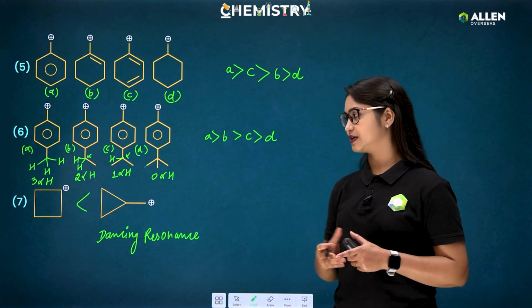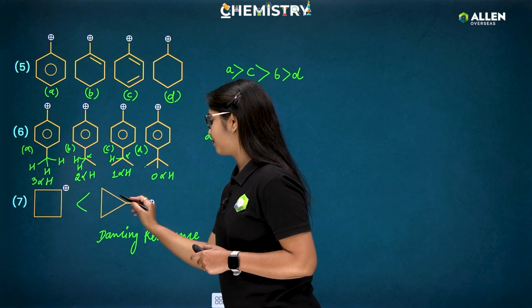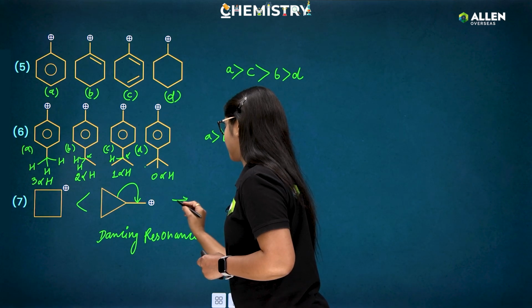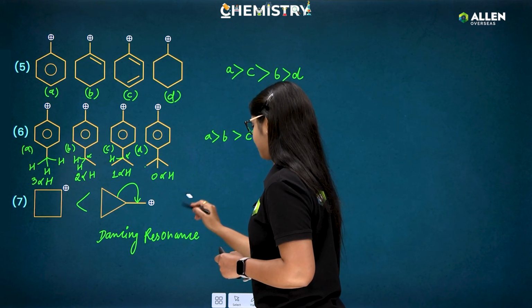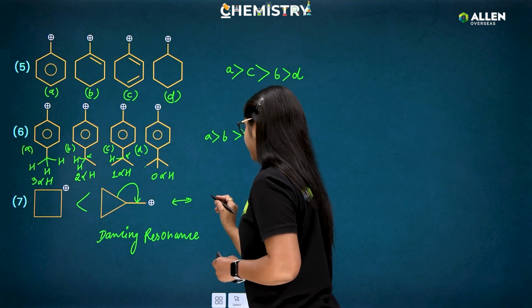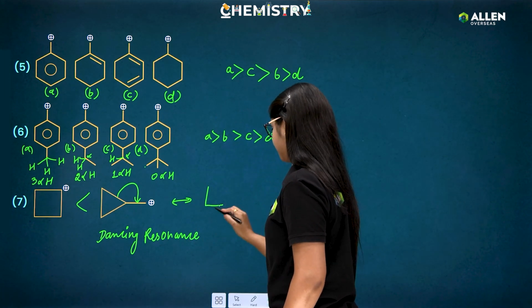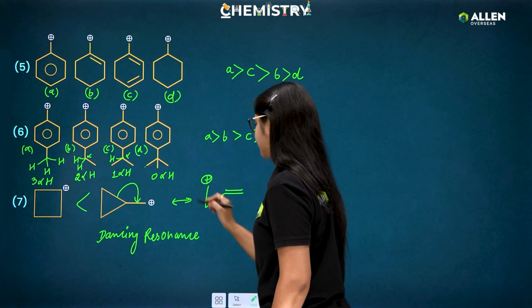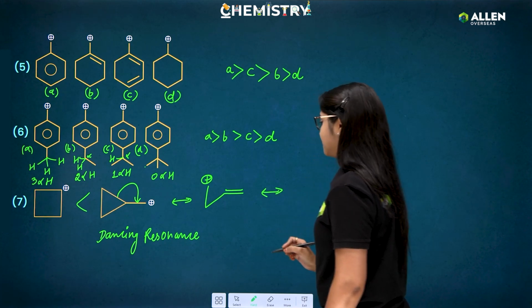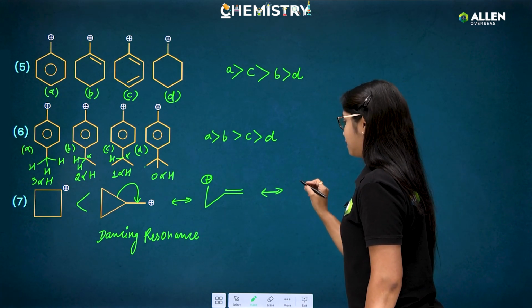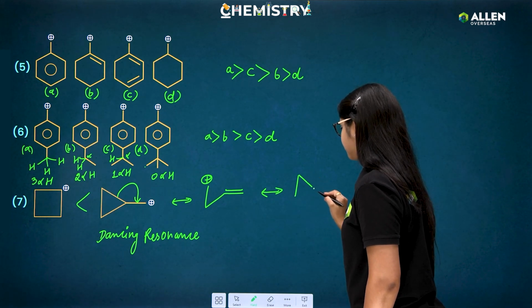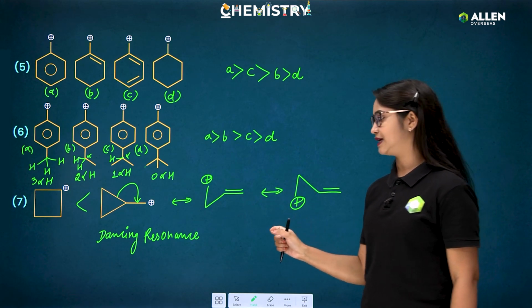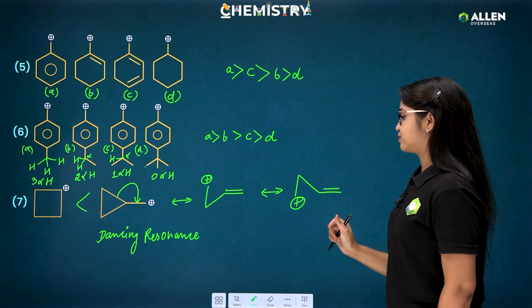Now, in this dancing resonance, what happens? This sigma bond here breaks and shifts here and makes the double bond. So it will be converted to this structure. Here the double bond, and this will be the positive charge. Similarly, another resonating structure will be like this.